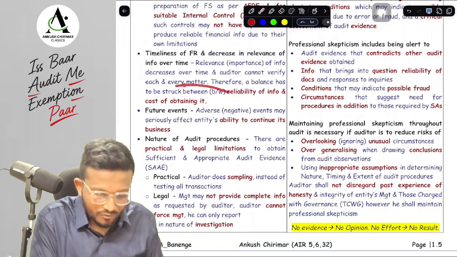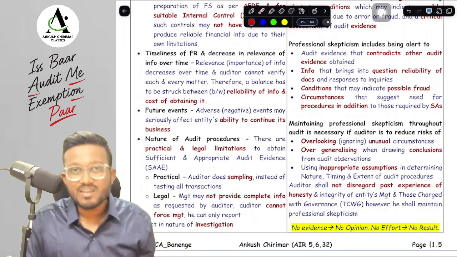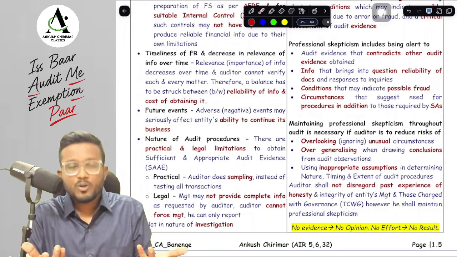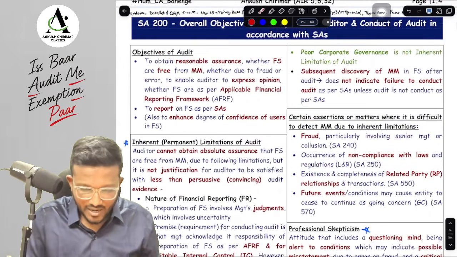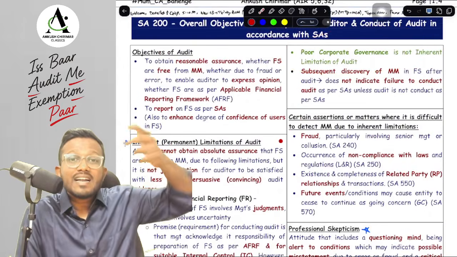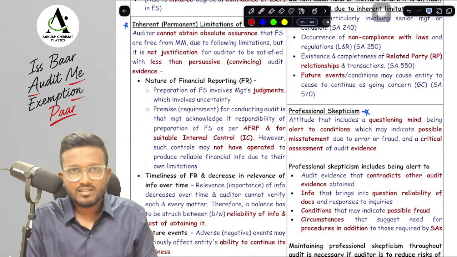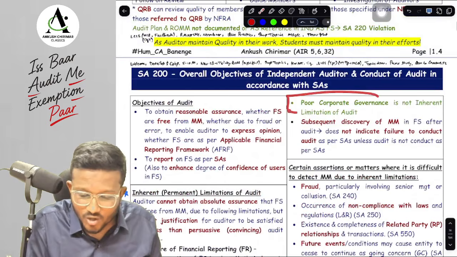And lastly, about future events or condition, there can be any negative future event that might affect the entity's ability to continue as going concern, which we will not be able to predict because we are not an astrologer. Okay, yes sir. Now there was an MCQ in which it was asked, what is the one particular thing which is not an inherent limitation of audit? Everywhere this was given, and three options were given as the inherent limitation. Fourth option was poor corporate governance.